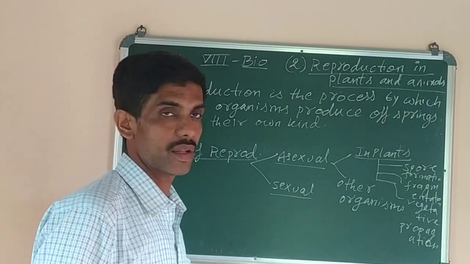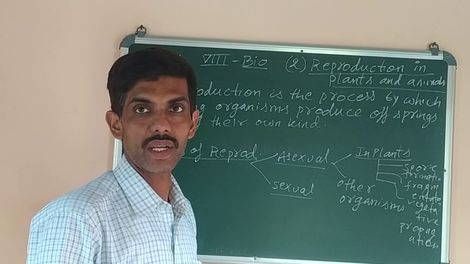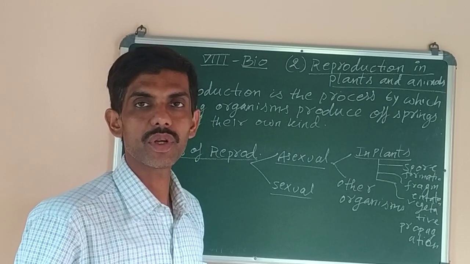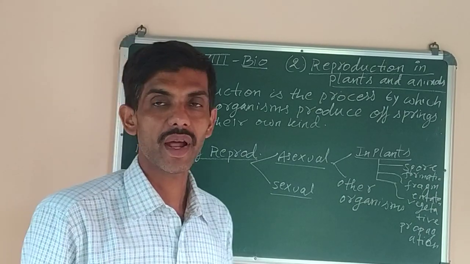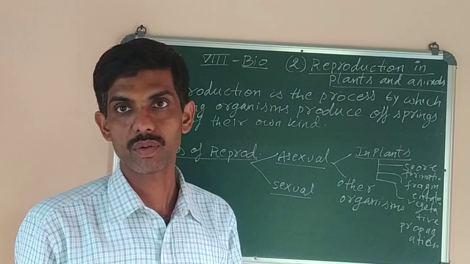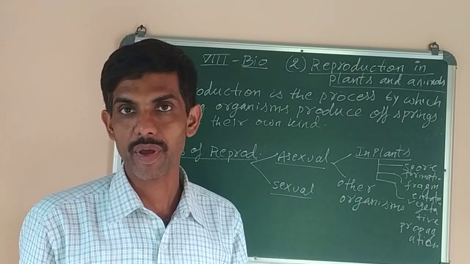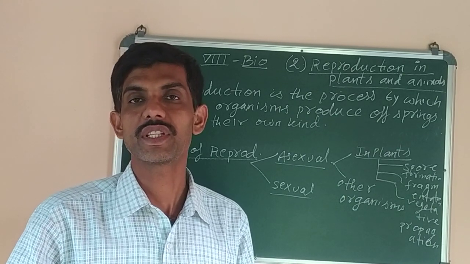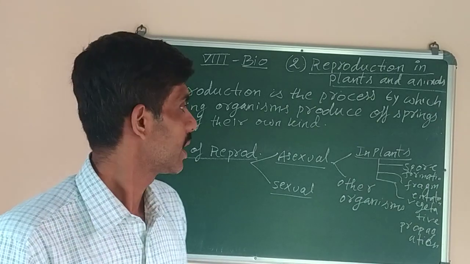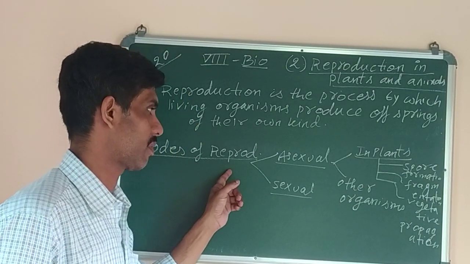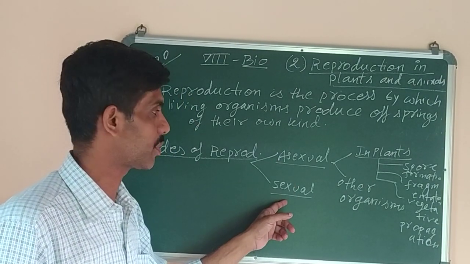Now why is this process important? It helps in the continuity of species. Like if a plant is there, a mango plant, from the mango seed it will regenerate the entire mango plant. So in this way the species will continue to survive generation after generation. And there are two modes of reproduction. What are they? Asexual and sexual reproduction.